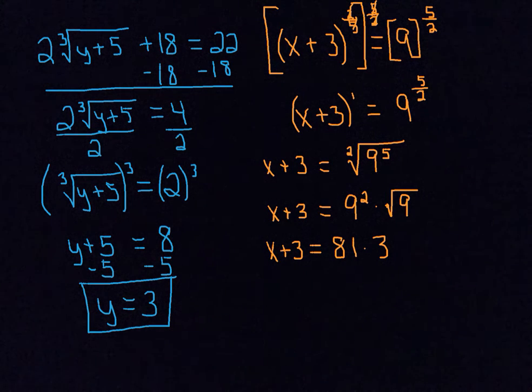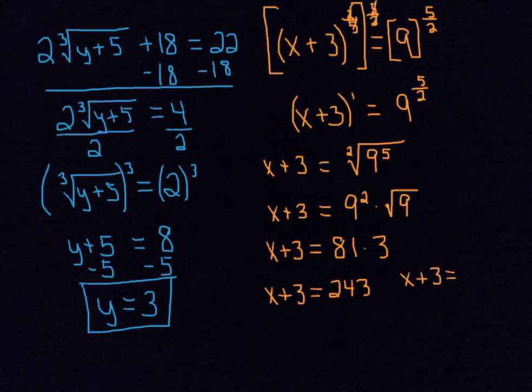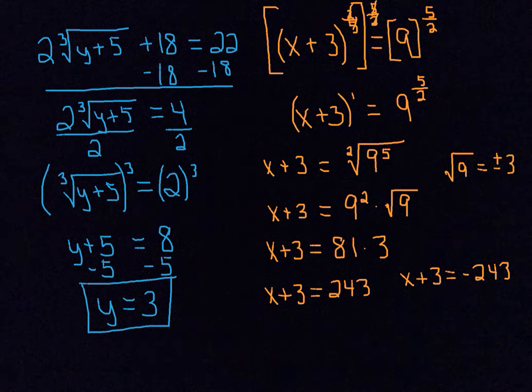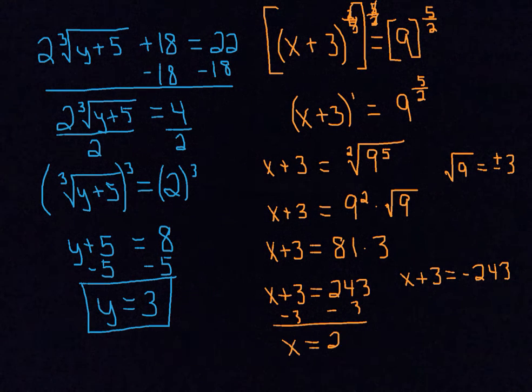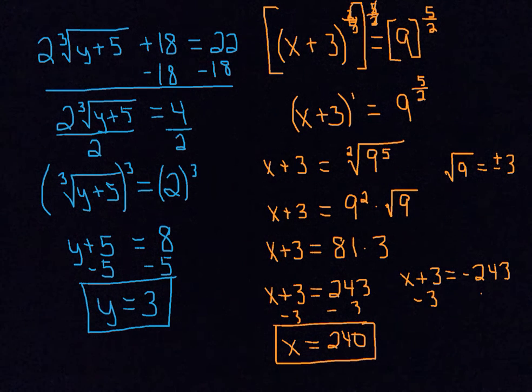Square root of 9 is 3. 9 squared is 81. So x plus 3 is equal to 243. Or x plus 3 could equal negative 243. Because when you take the square roots, remember, the square root of anything, we'll just say 9, it is actually plus or negative 3. So you got to keep that in your head when you're working with these problems. So subtract 3 from this one, and x is equal to 240. All right, there's one answer. And then the other one, subtract 3, and you get x is equal to negative 246.